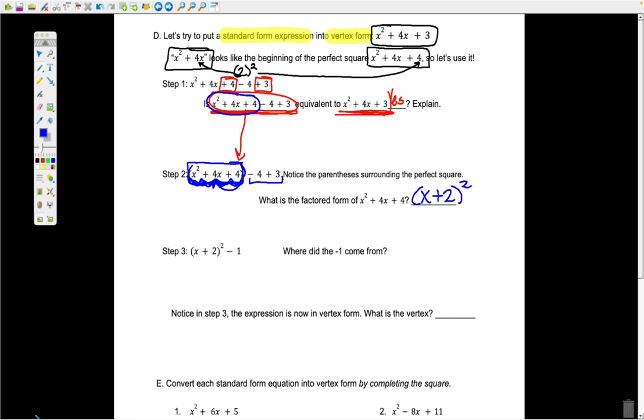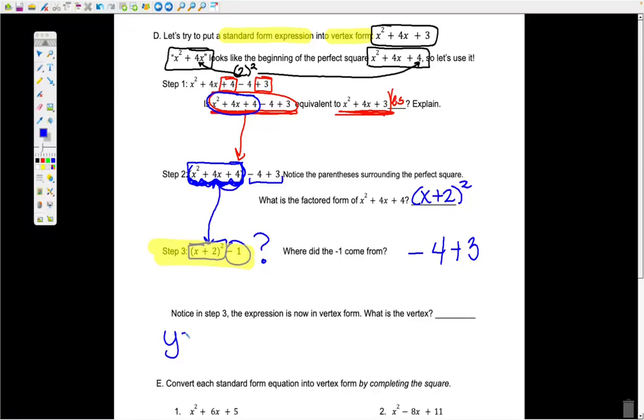From there, I'm changing this to x plus 2 squared. Where do you think the minus 1 came from? The negative 4 plus 3. Good job. It comes from negative 4 plus 3. Look carefully at step 3. This is vertex form.